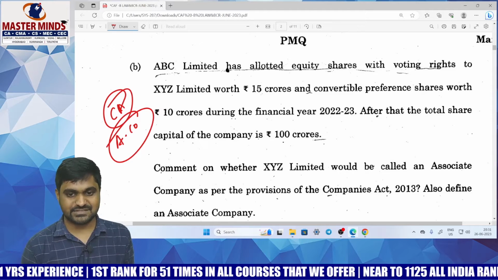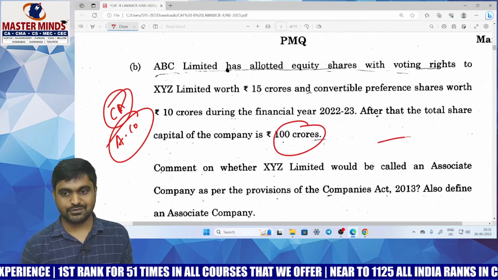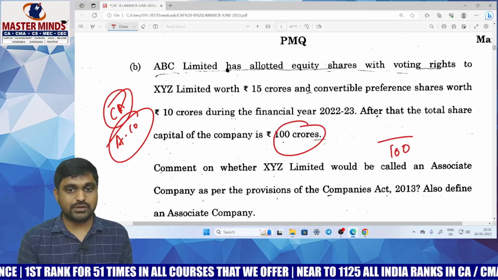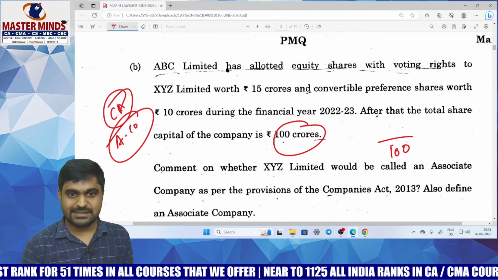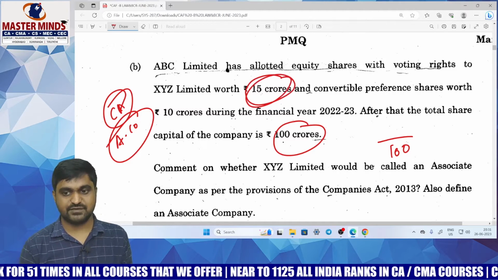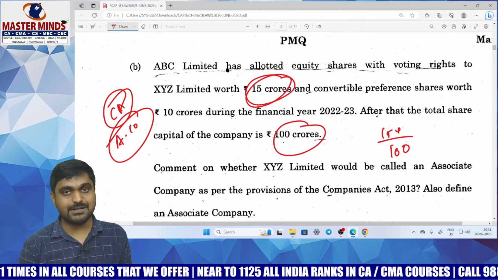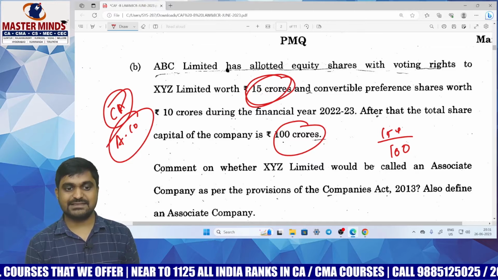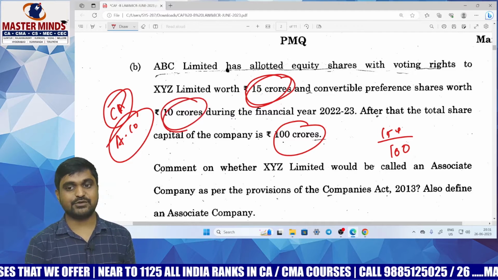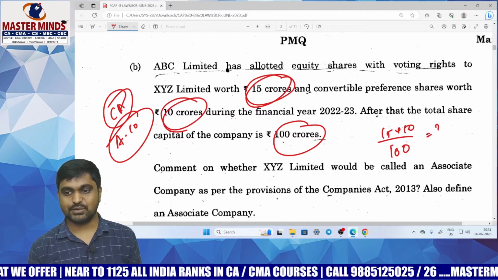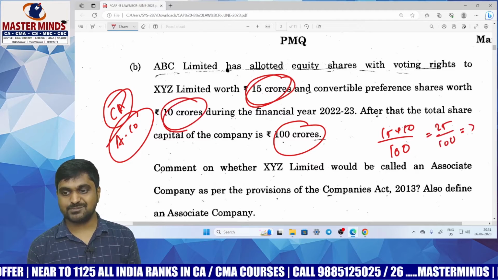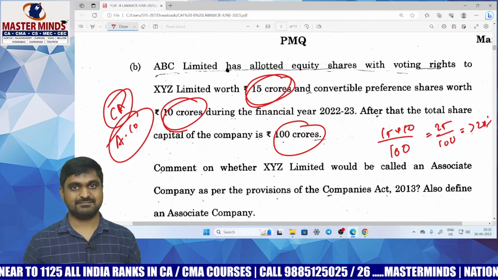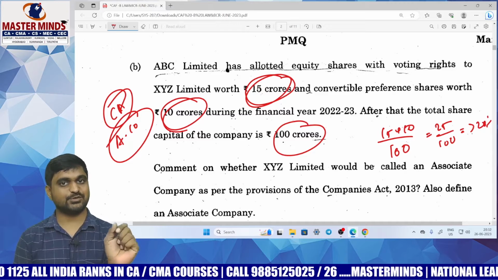So how to answer it? Total capital 100 crore and total voting power. Here equity will have voting power, that is 15, and convertible preference. It is not non-convertible preference, it is convertible preference. That's why we need to take this 10 crore also. So total 25 by 100, which is more than 20%. That's it. So this is an associate company.